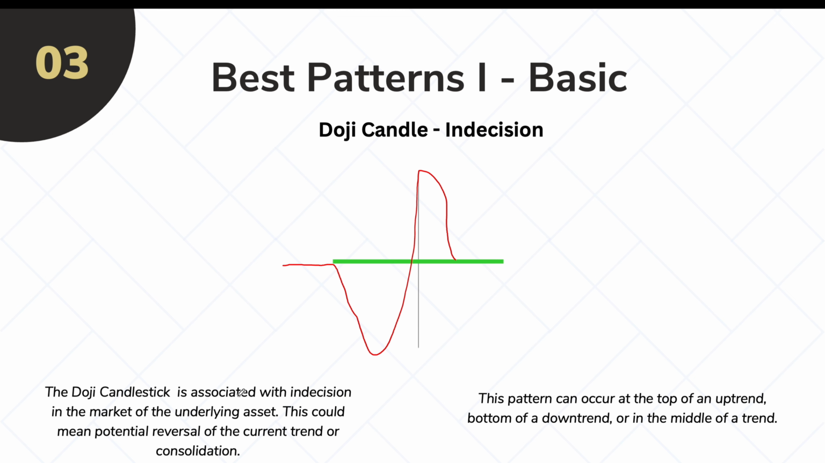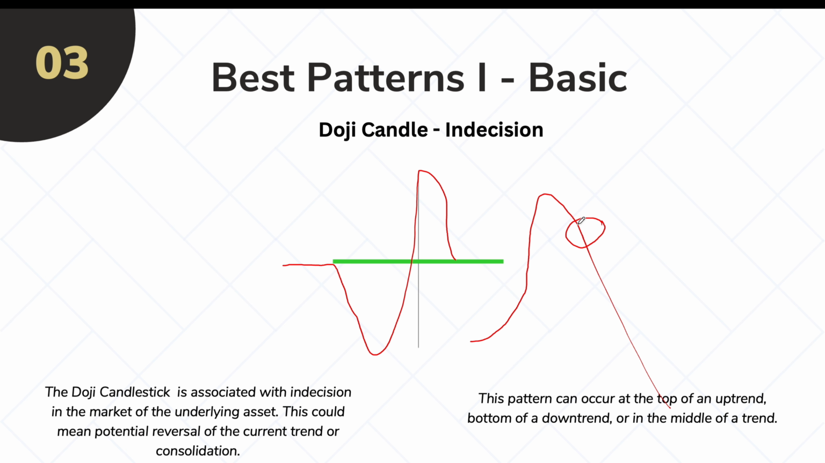The doji candlestick is associated with indecision in the market of the underlying asset. This could mean a potential reversal of the current trend or a consolidation. So if you are in an uptrend, for example, and then there's a doji right here, this could mean a potential reversal. Reversal means lower, or a consolidation.